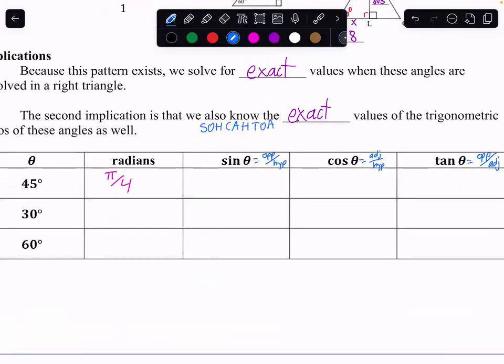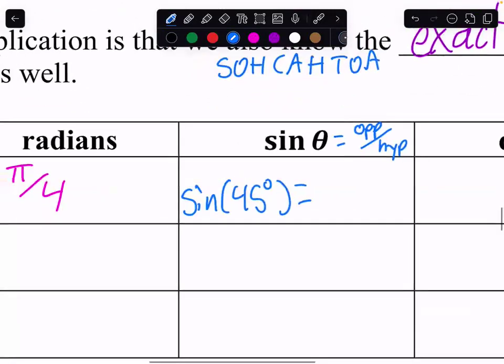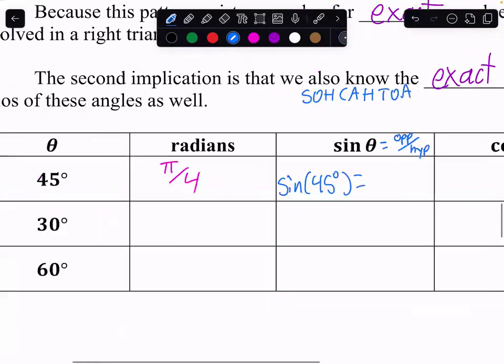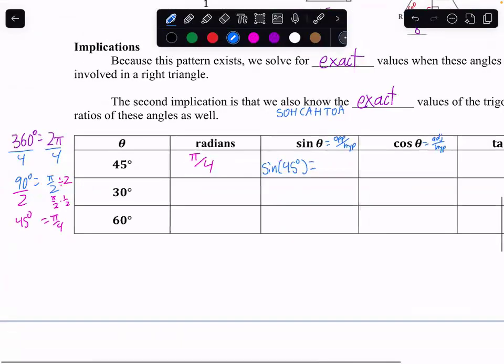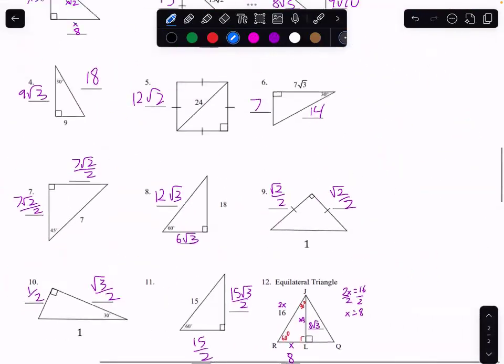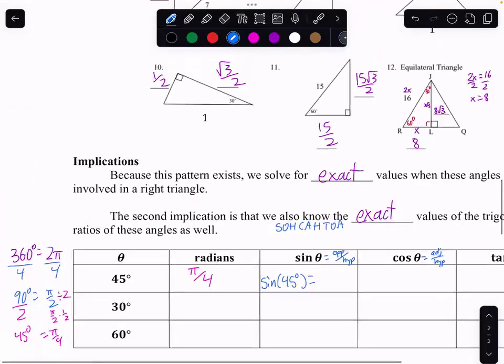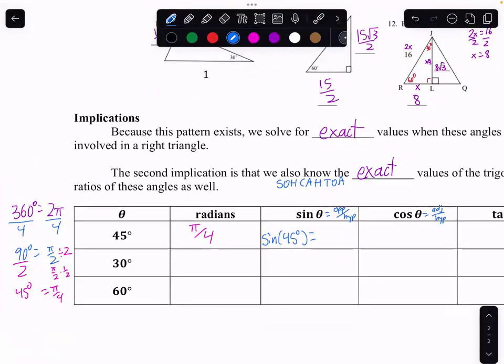Okay, so what this table means is, in this box, I want you to tell me what is the sine of 45 degrees. Again, no calculator. We can figure this out using our knowledge of the side length ratios. We can do this with any of the triangles. That's the whole point. It works for any size triangle as long as it has those angles.